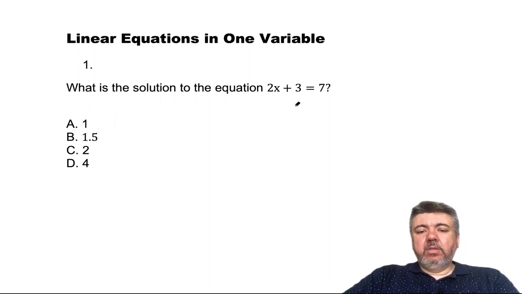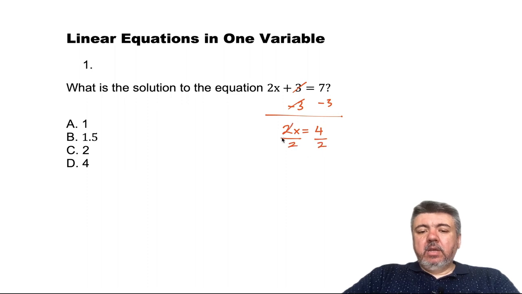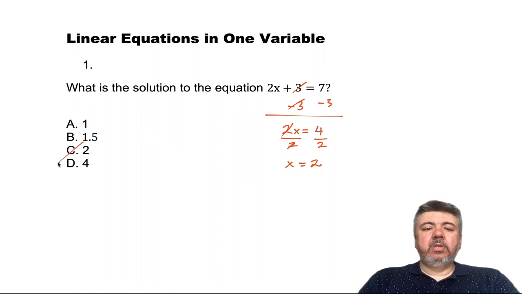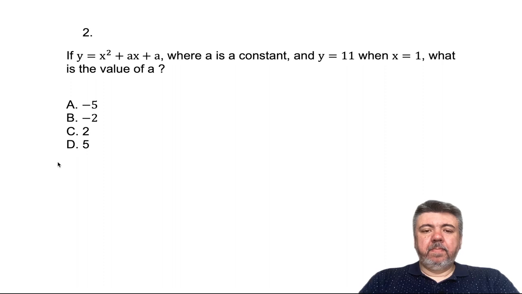So the first thing we can do is add negative 3 to both sides. Then what we'll have, 2x equals 7 minus 3, which is 4. And divide by 2 on both sides. It's going to be x on the left and 2 here. So our answer is 2. x equals 2. Let's move to the second question.